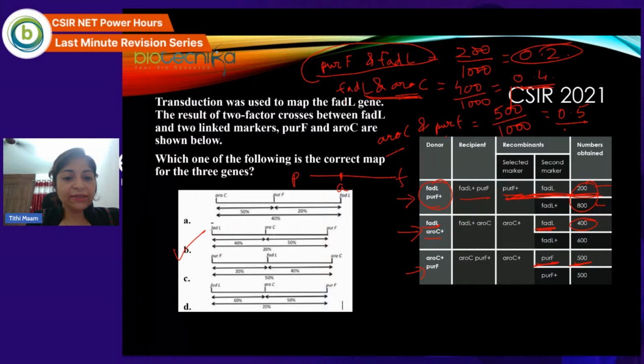Actually, yes, none of them are correct here if you see position-wise. But if you see percentage-wise, AROC and PERF, how much is the co-transduction frequency? 50%. AROC and FADL, how much? 40%. FADL and PERF, how much? 20%. So this way it is more correct. Do you understand, everyone? Here it is given as 60%. This is wrong.